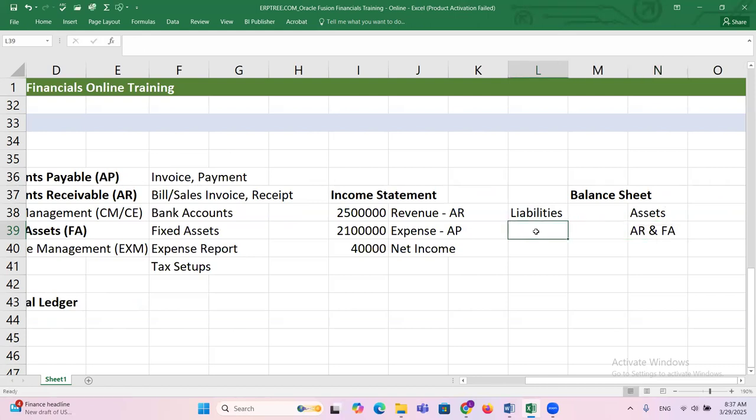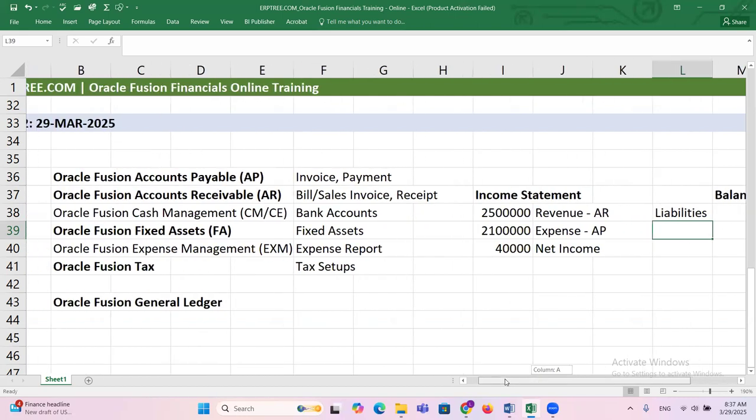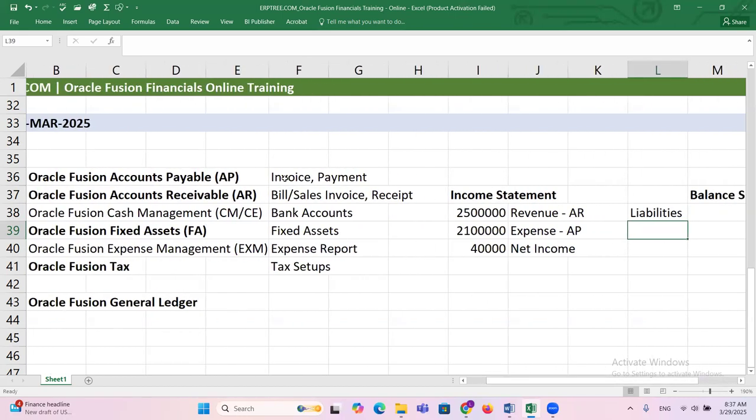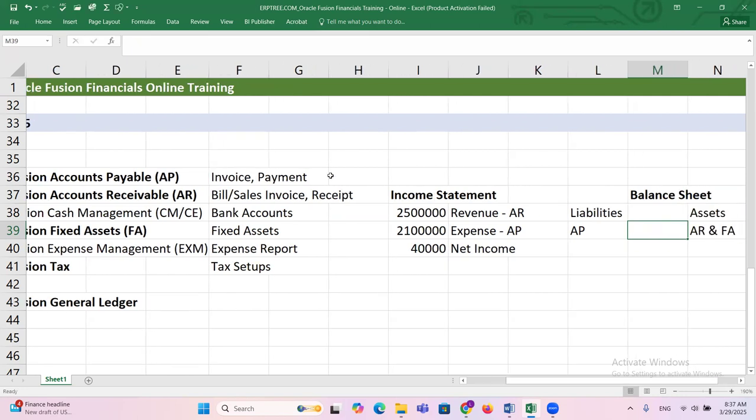And liability information I can collect from AP. In AP, all the invoices which are not yet paid, those are our liability. We have invoices which we received from suppliers but have not yet paid. That all we call as liability. That means we have to get information from AP.